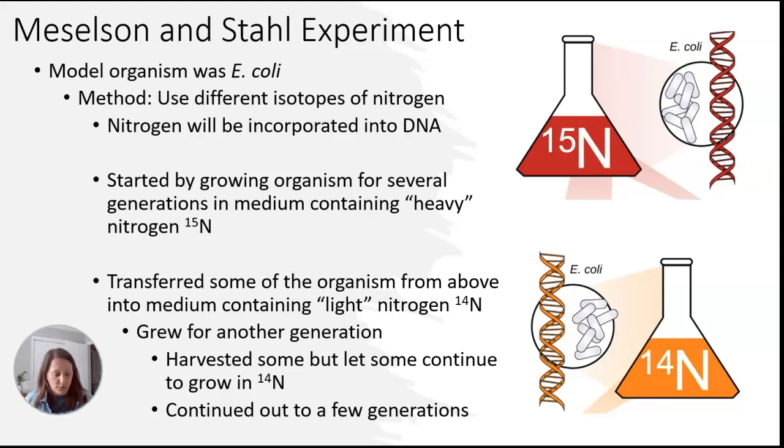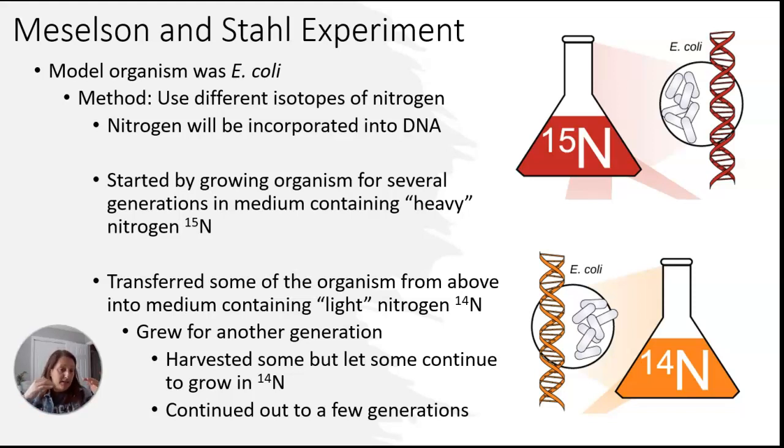So the two isotopes of nitrogen that they used were N15 and N14. And so N15 has one more neutron than N14, and so it weighs more, right? It has a greater atomic mass. And so because of that, N15 we're going to call heavy. It's the heavy isotope, where N14 is going to be a lighter isotope. So we're going to say that it's light.